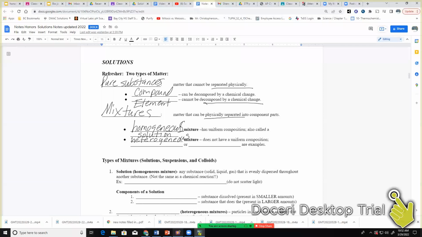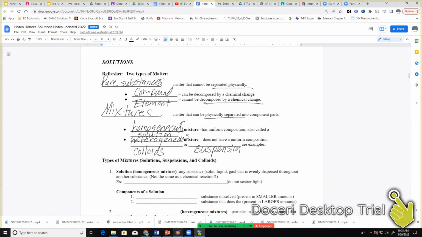heterogeneous mixture that does not have a uniform composition. So I think a trail mix is kind of an obvious example. And under those, we have colloids and suspensions, which are going to be a little bit different of the two based off of their particle size.